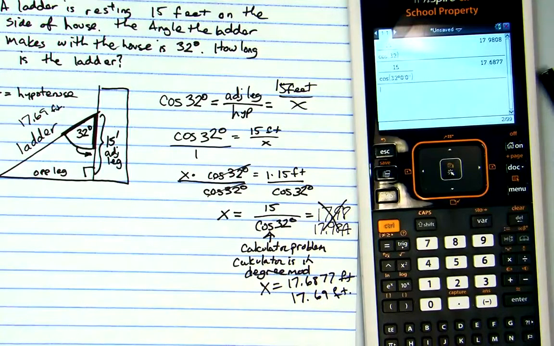So that's just one example. Big thing is, make sure your calculator is in degree mode when you're working with degrees. Or make sure when you type in a number, you type in the degrees.